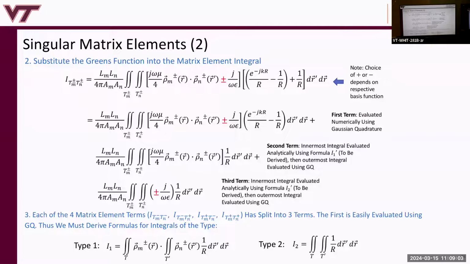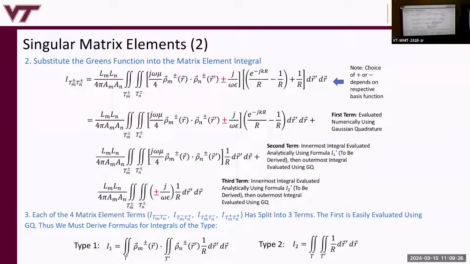So there are three terms that come out of this, and we add them all together. The first one is this whole part, right? We evaluate that numerically using Gaussian quadrature because we know it has a well-behaved limit. Then we have two terms. We have the second term here, which is the vector potential term with the 1 over r, and the scalar potential with the 1 over r. All right?